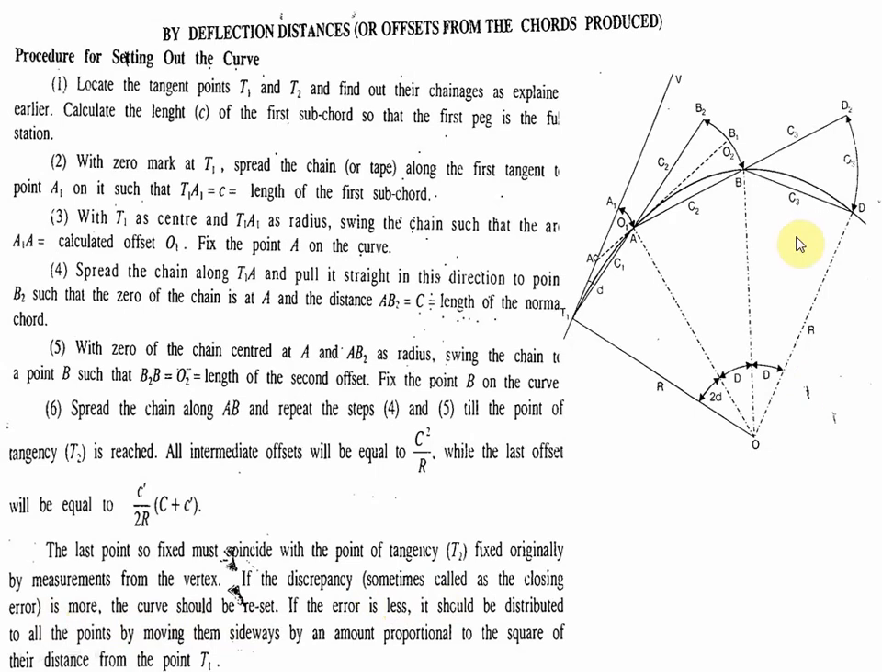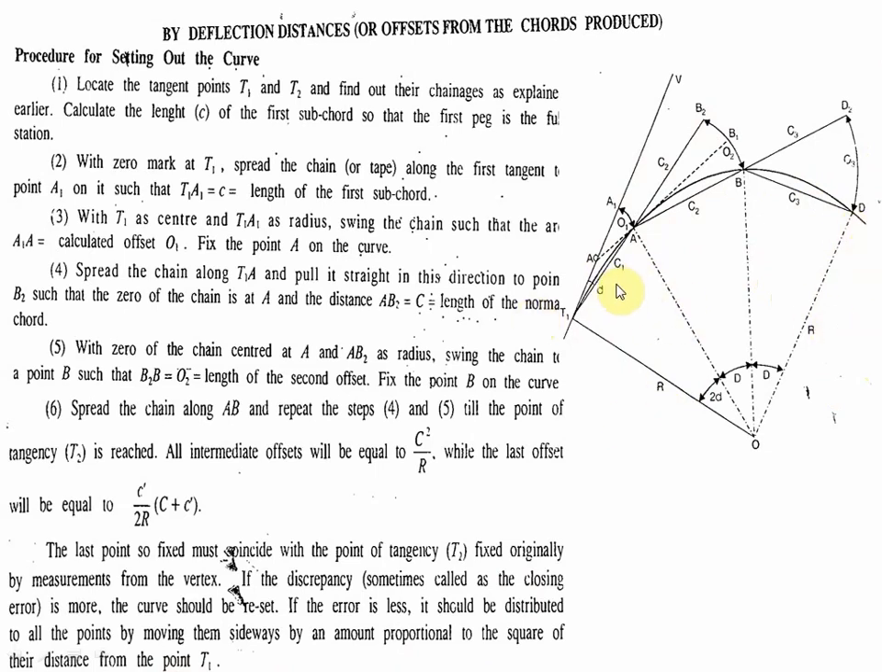If the error is more, then you have to conduct this procedure once again. If the error is less, then it should be distributed equally to all the chords or to all the sideways by an amount proportional to the square of their distances. If the error is small, it should be distributed equally to all the chords.